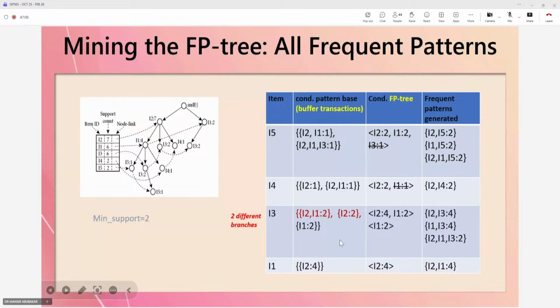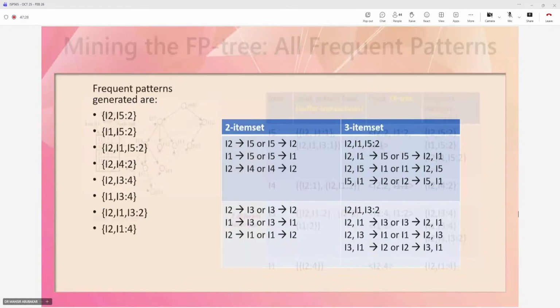So you can see the summary in this table with 2 different branches. Can you see it? These are frequent patterns. This is why it is called FP-growth, to keep on growing until all the transactions, all the items have been exhausted from the FP-tree.